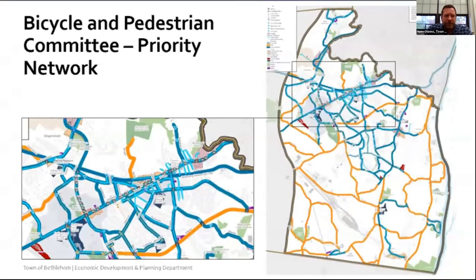Here's the bicycle and pedestrian priority network map. And this helps staff, elected officials, and others understand where the priority roadways are for sidewalks, other pedestrian safety infrastructure, signage, widened shoulders, or other things, crosswalks, good for prioritizing new sidewalk investments as well. Our code does refer to this map, so it does tie in with our development reviews with the planning board.